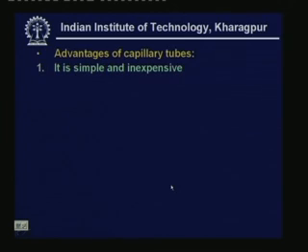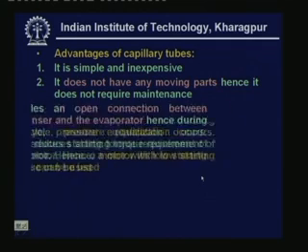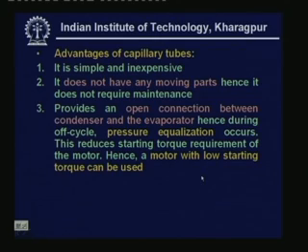Now, let me quickly summarize the advantages of capillary tubes. It is simple and inexpensive. It does not have any moving parts, hence it does not require maintenance. It provides an open connection between the condenser and the evaporator, hence during the off cycle pressure equalization occurs. This reduces the starting torque requirement of the motor, hence a motor with low starting torque can be used. This is one biggest advantage of the capillary tube.